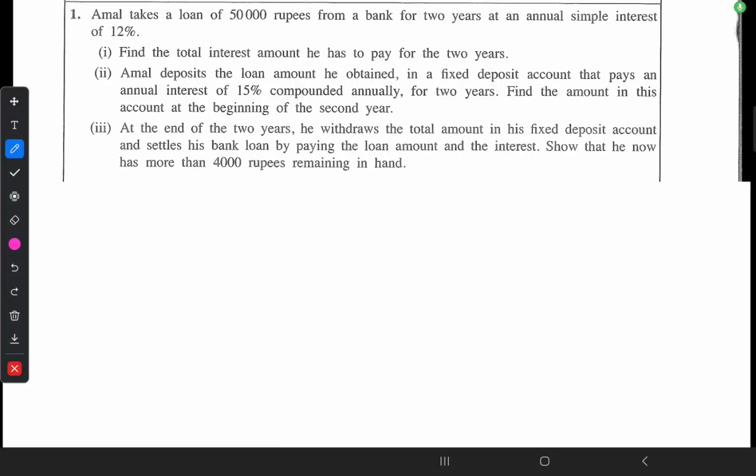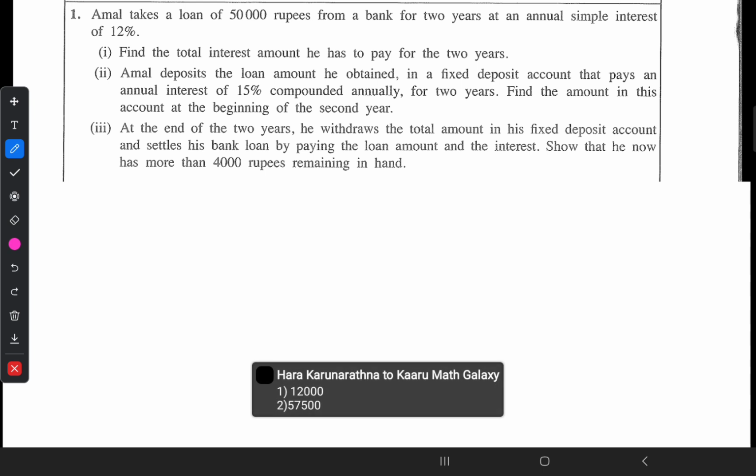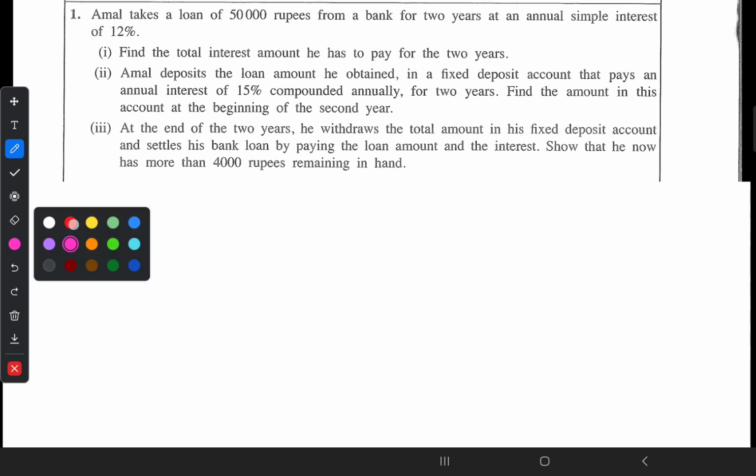The question: Amal takes a loan of 50,000 rupees from a bank for 2 years at an annual simple interest of 12%. Okay, simple interest 12%. Simple interest means the work is very easy. The first question asks to find the total interest amount he has to pay for 2 years. Simple interest means the loan amount does not change.